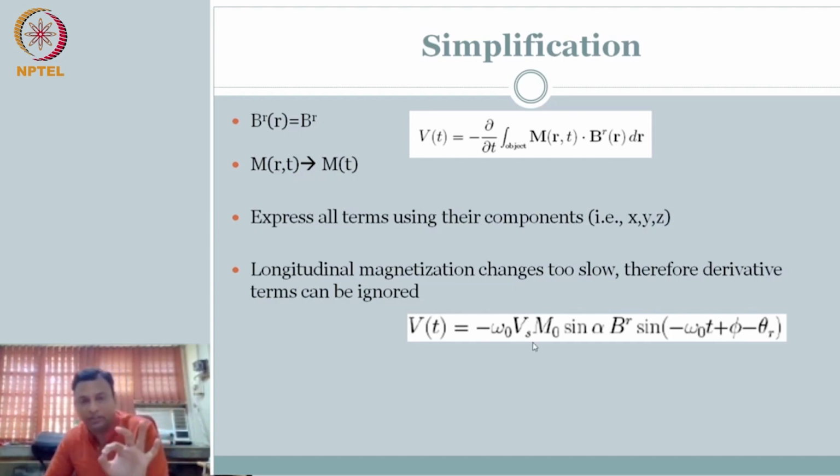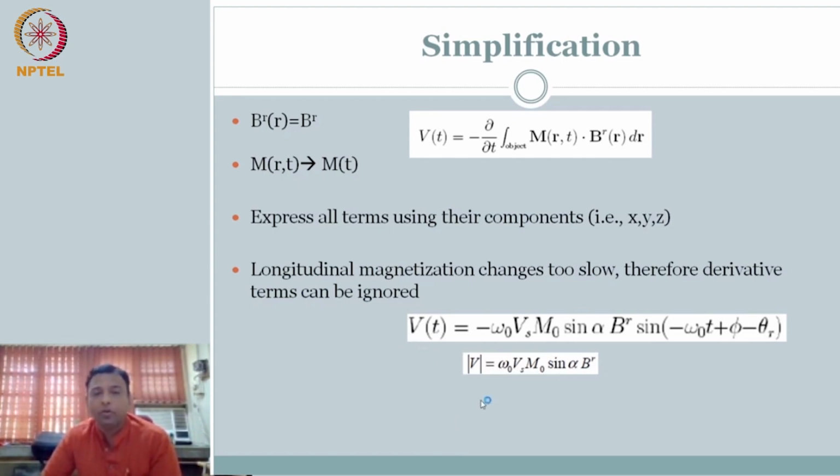So your signal that you are measuring is a sinusoidal signal of a particular frequency which is low, right? There's a Larmor frequency that you are operating, and it has an amplitude. So the signal amplitude is what we need to understand a little more intuitively. So what do you measure? You measure a voltage, and the magnitude of the voltage is omega naught Vs M naught sin alpha Br.